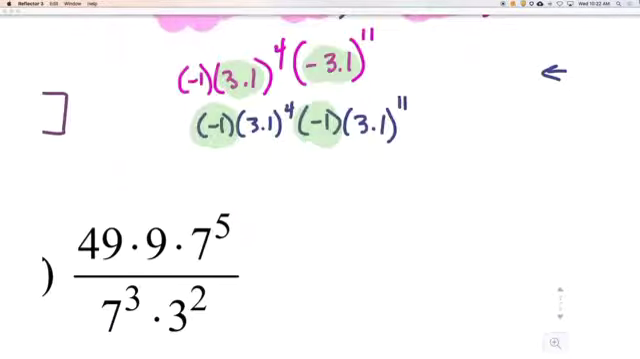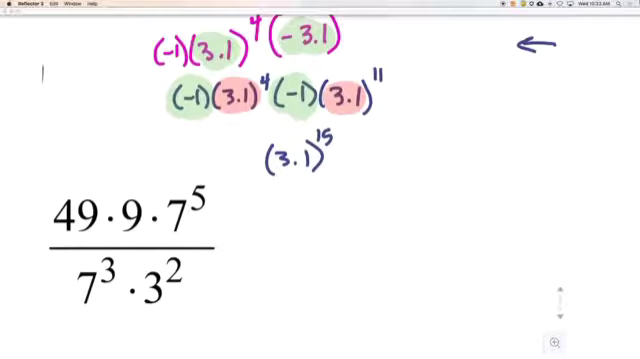Now look what's left. I've got a 3.1 to the 4th times a 3.1 to the 11th. Now are the bases the same? Yes, they are. So now I can write it as 3.1 to the what? 44th power? Oh, don't do that, right? It's 4 plus 11. It's the 15th power. Now, that's one way to write it. Can I write it like this? Yes. So that's considered more simplified because it has less stuff. All right? So that's the answer.